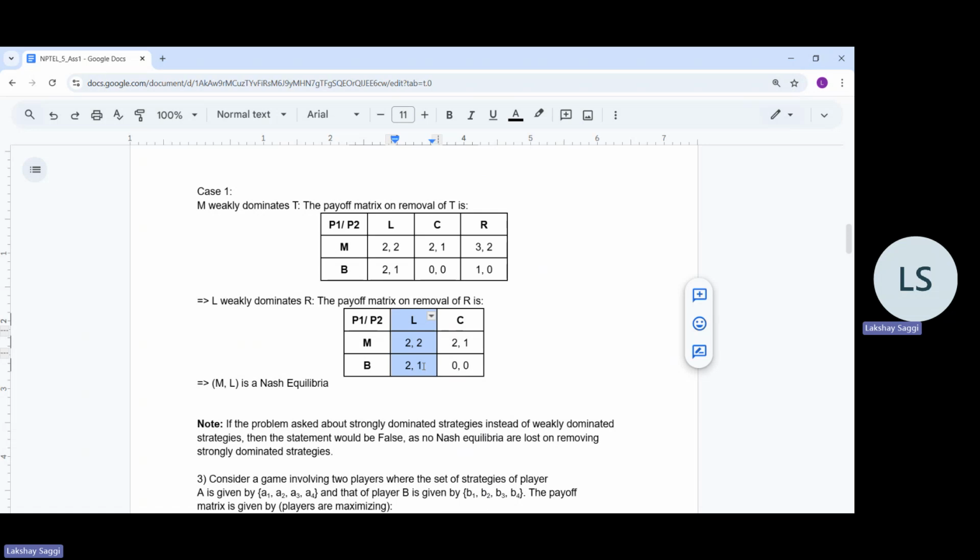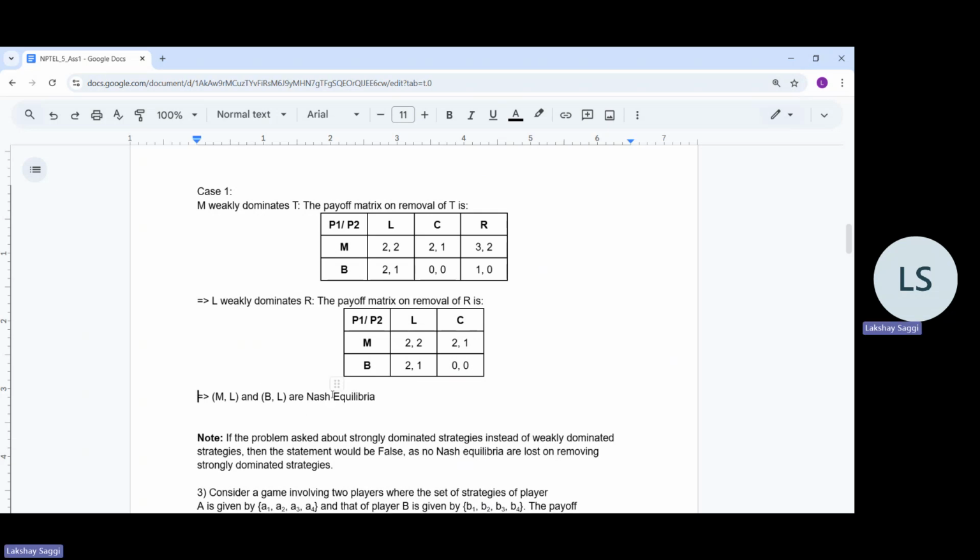And so strategy L is the only strategy. Between strategy M and strategy B, the players can pick any of the strategies, like ML and BL are Nash equilibria here. Why? Because even if we chose the Nash equilibrium as B comma L, the column player has no incentive to switch because the column player will have a lower payoff, from 1 to 0. Whereas for the row player on switching, the payoff remains the same. So the row player also has no incentive. So ML and BL are Nash equilibria. So in this example, ML and BL are Nash equilibria here.